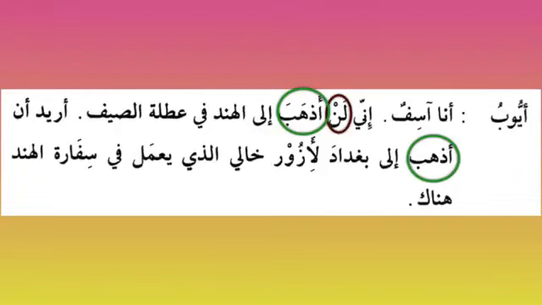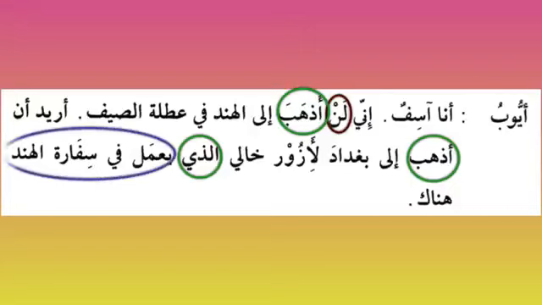To visit khala plus ya mutakallim, it is two words again here, and allazi. So allazi is coming as a noun, and we know it is an isma mawsula. So what does it have? It will have silatul mawsul. So I want to go to Baghdad to visit my uncle, the one who ya'malu fi sifarat al-Hind. See, the one who is working. Ya'malu means he is working fi sifaratil. Sifaratil Hind means Indian embassy. Hunak, over there.